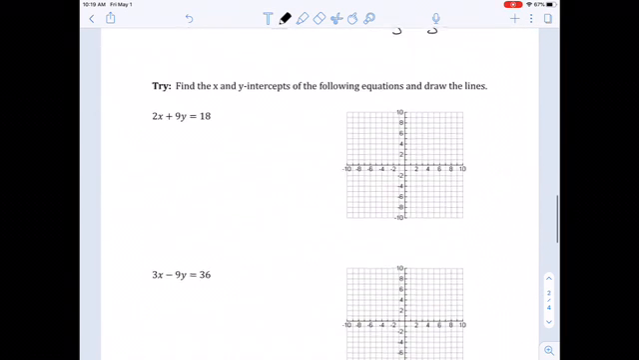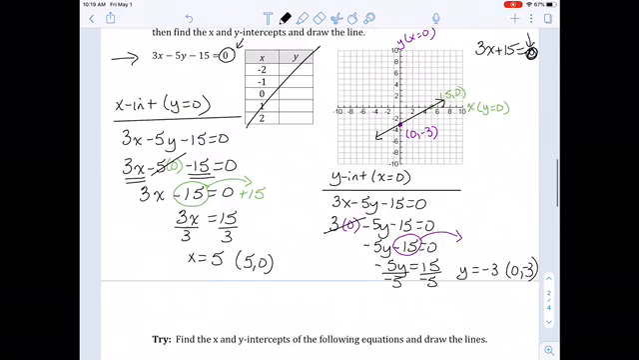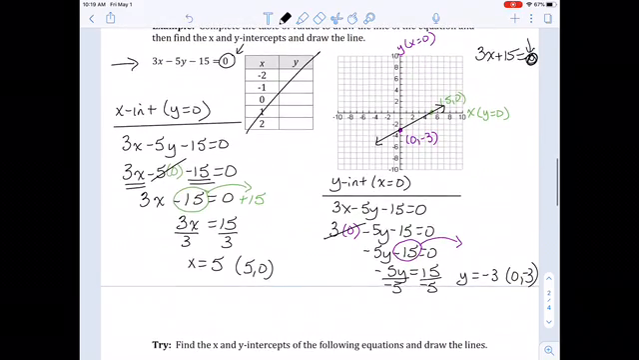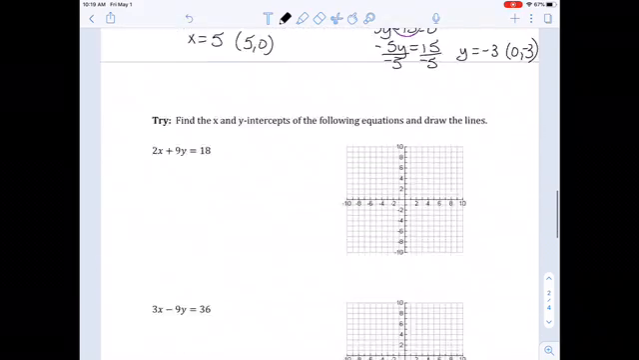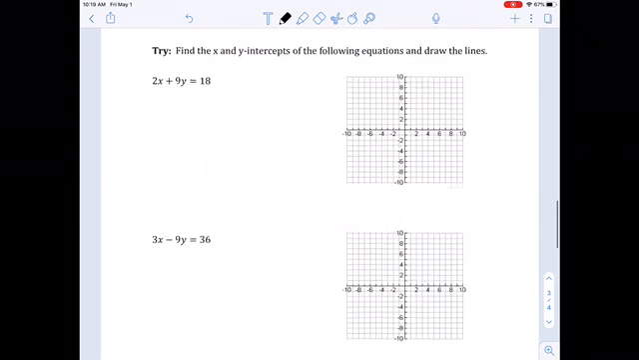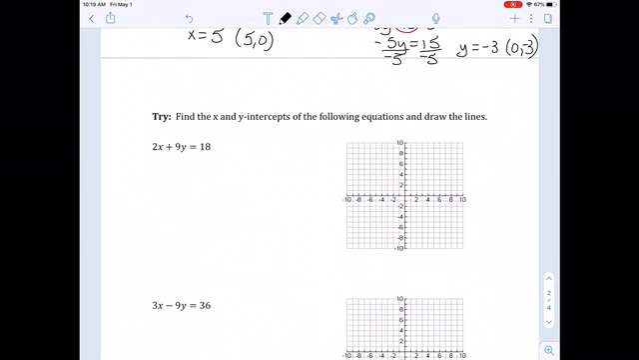Okay, I've got 3 tries below. Sorry, I may have gone over that really quickly. You might have to pause that. If we go down, there are 3 examples just using x and y intercepts I'd like you to try. So I'd like you to pause the video and try those 3 examples, and let's see how you do there.